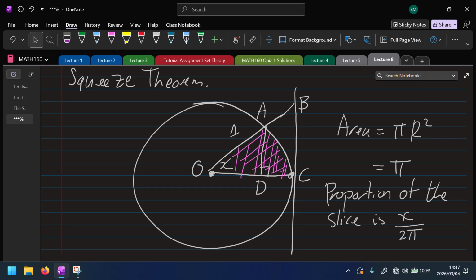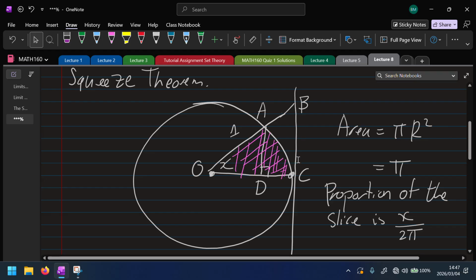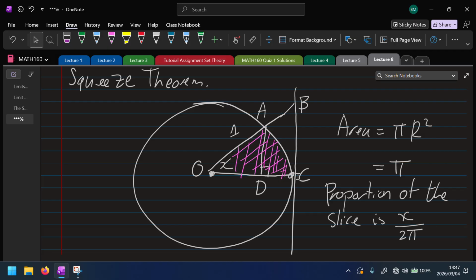Very good. Okay, yeah, it'll be tan x. Why? Because what's this one? Opposite. What's this one? Adjacent. Opposite over adjacent is tan. And the adjacent is just 1. So the opposite is tan x.